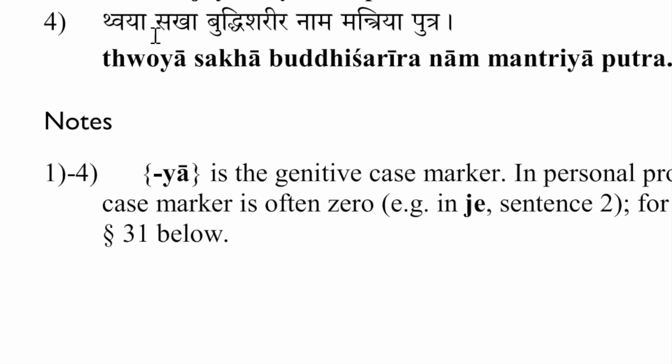So Mantri also okay. Toya, so his Sakha friend. Buddhi Sharira is the name, and then Nama is just telling us the name. And Mantriya Putra. Mantri is the minister. To the king. Putra is the son. Yeah, exactly. Thank you, that's totally right. His friend is the minister's son, named as Buddhisharira.